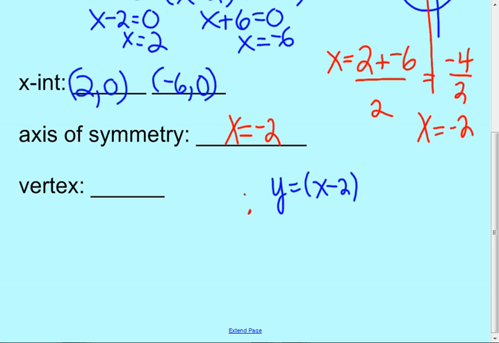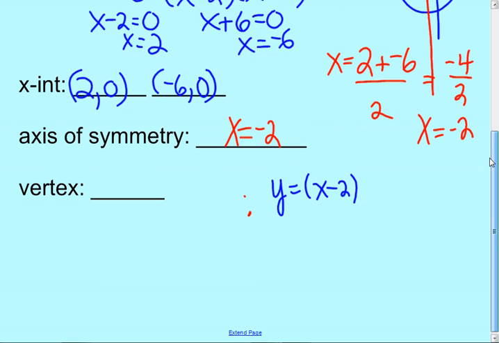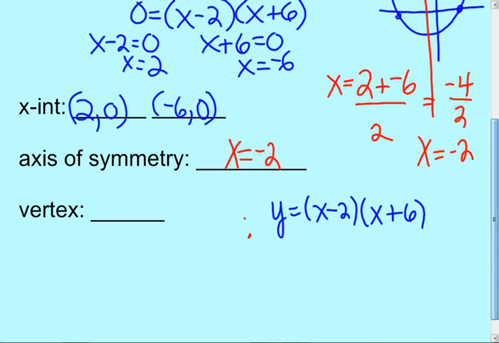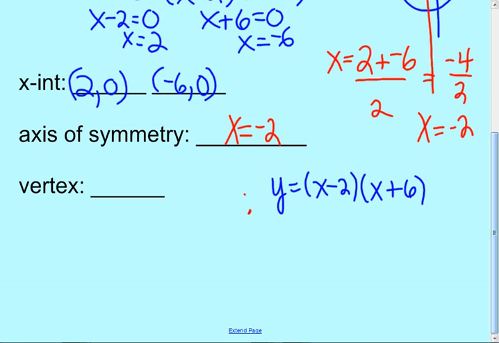What form is this, by the way? When this is the formula, I just recopied it. What is that called? What form? Factored form. I could multiply it out. I could do FOIL and get ax squared plus bx plus c. We'll eventually come into that.